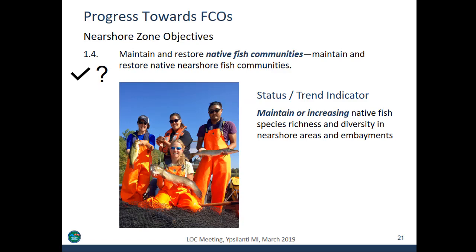Okay, so our last FCO 1.4, this is to maintain and restore native fish communities. And our status and trend indicator is to maintain and restore native fish species richness and diversity in nearshore areas and in embayments. So here we see some positive trends of meeting that FCO, and then some questions as well.